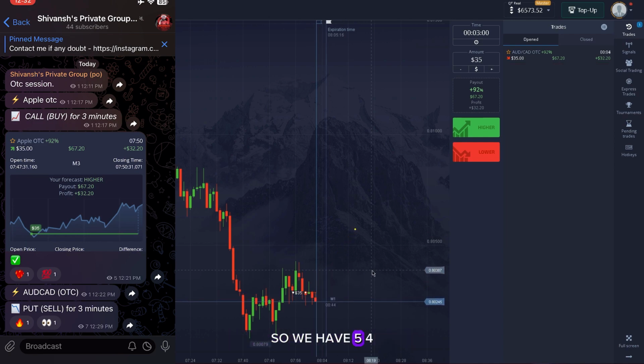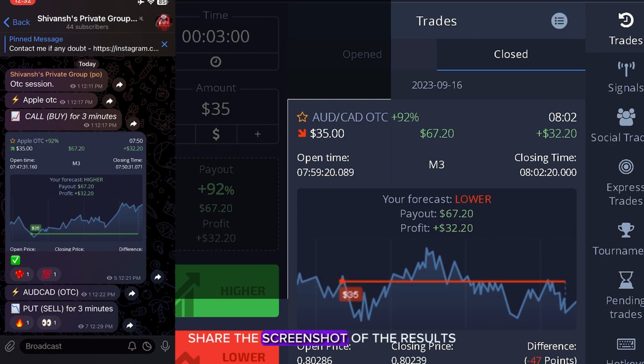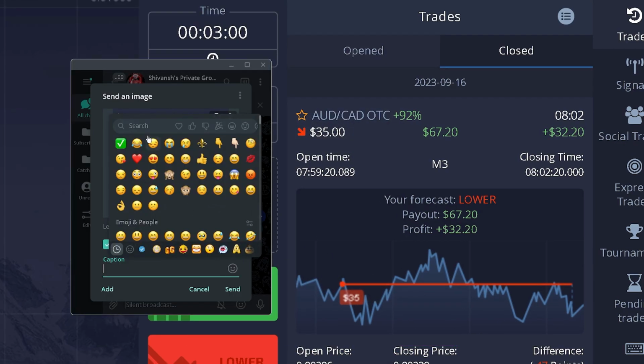So we have 5, 4, 3, 2, 1. And as you guys can see, we have won this trade as well. So let me just share the screenshot of the results.